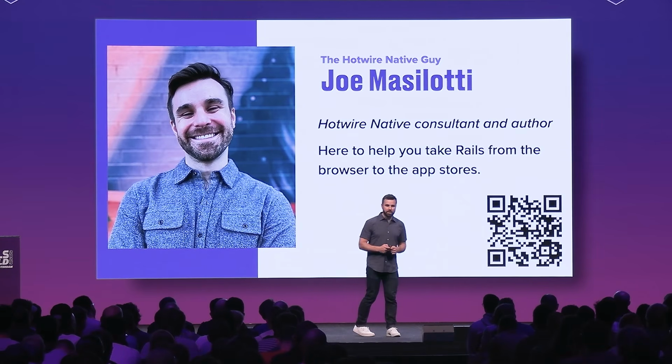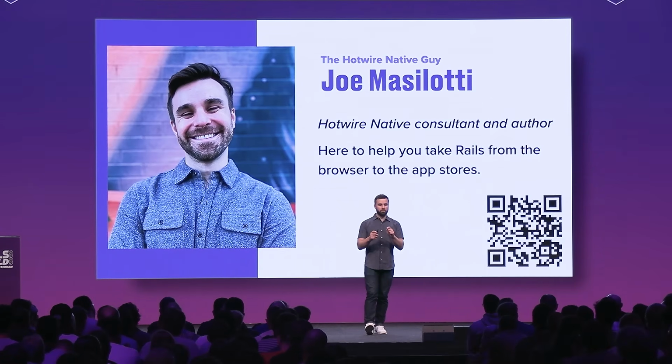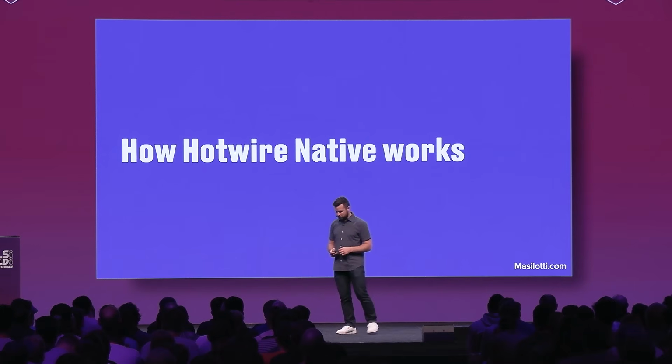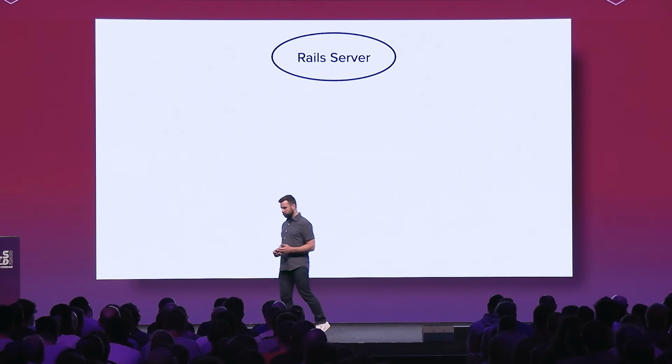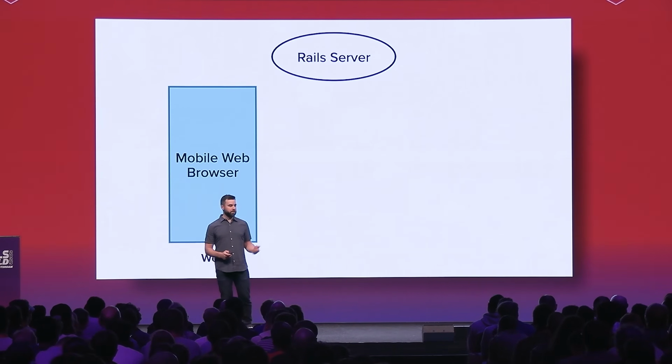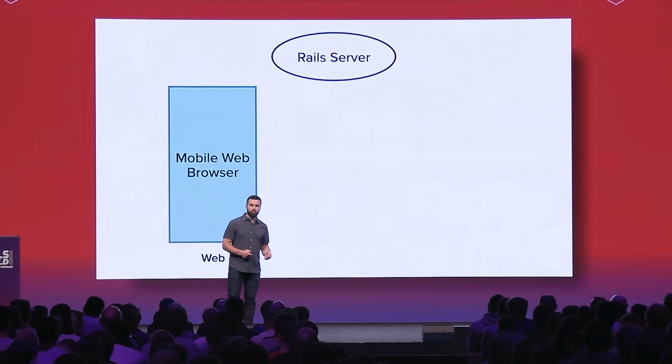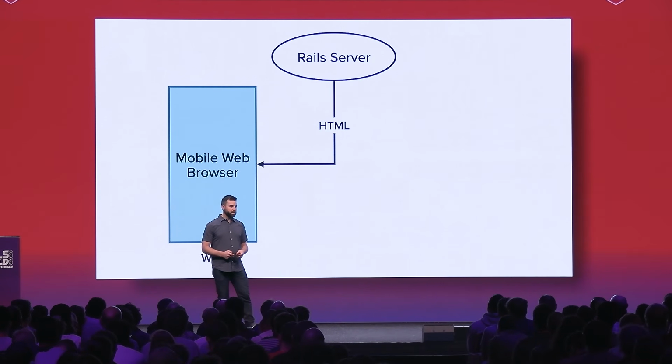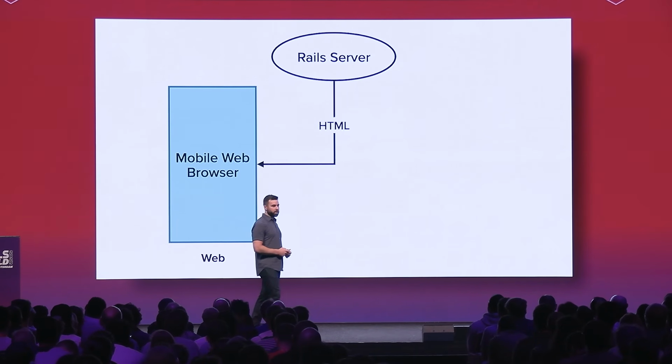So let's see how Hotwire Native actually works. We know it's a web view, we know we have magic, but let's pull back the covers and see what's going on under the hood. We have our Rails server, and we have our mobile web browser. Think of this as Safari or Chrome on your iOS or Android device. And we send, well, HTML over the wire, Hotwire.